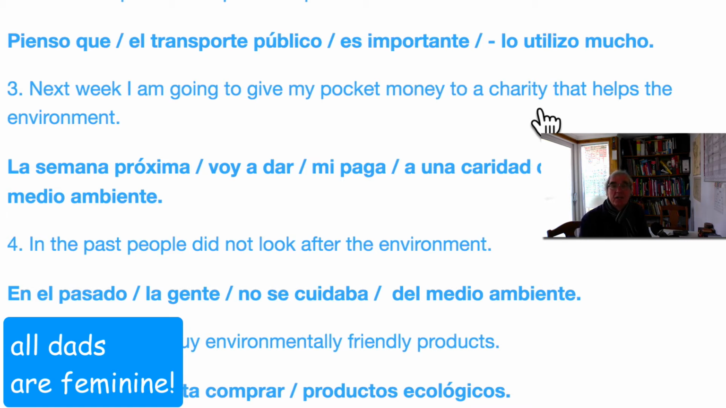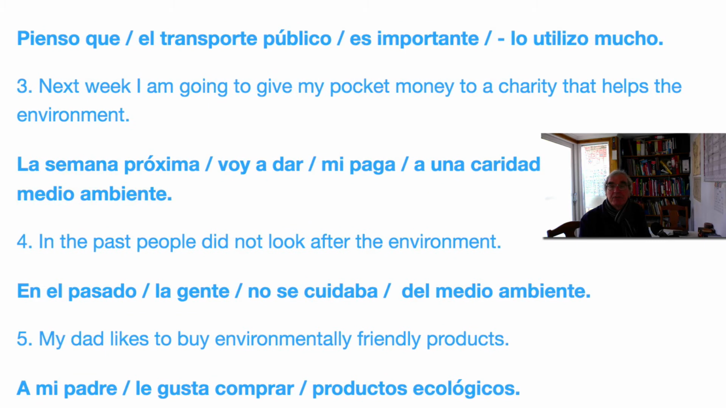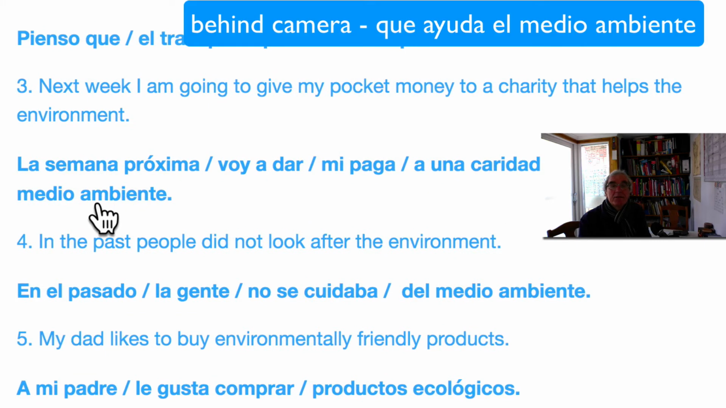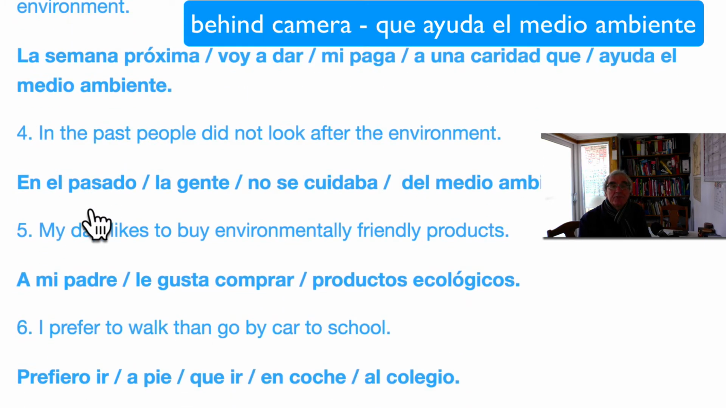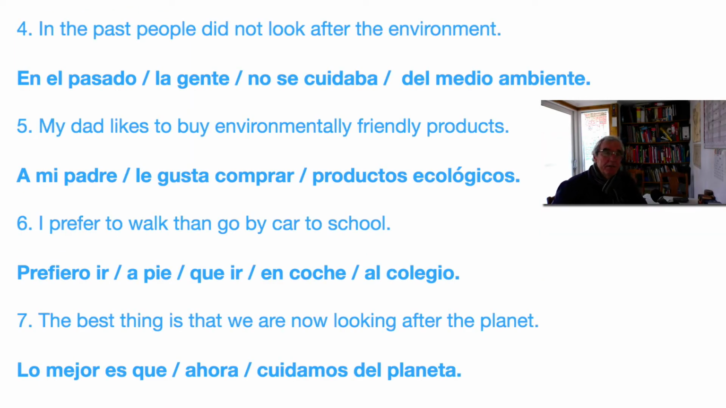Let's keep going on. That helps the environment. Que ayuda el medio ambiente. Keyword there, the environment, medio ambiente. Moving nicely forward now. In the past, people did not look after the environment. My suggested translation, en el pasado, la gente no... Now, we don't need that, so it should really be no cuidaba del medio ambiente. Take that out, so no cuidaba del medio ambiente.